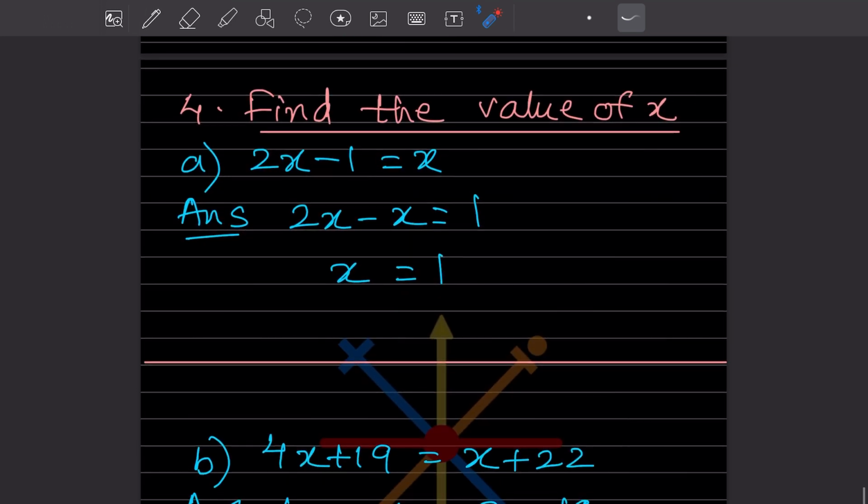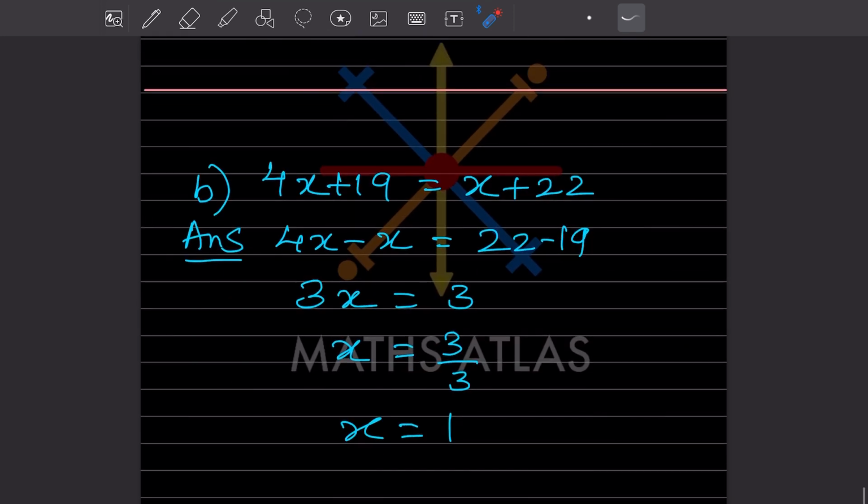Now find the value of x. So 2x minus 1 is x. Now 2x here, this minus here will be minus, and this minus 1 becomes plus. So here means when we are subtracting, this is actually 1 over here. So 2 minus 1 will be 1, isn't it? This is 1. So x is 1. Hope you got it.